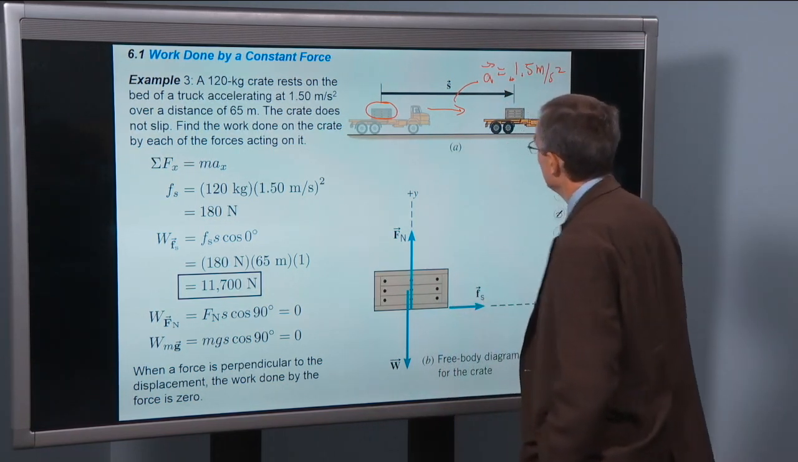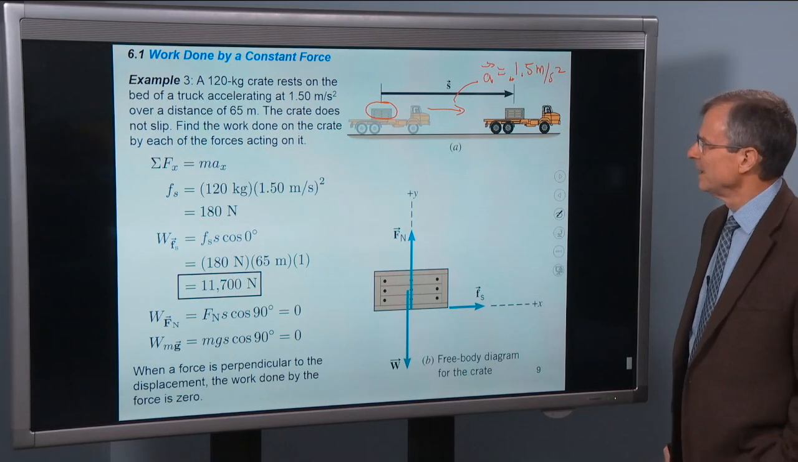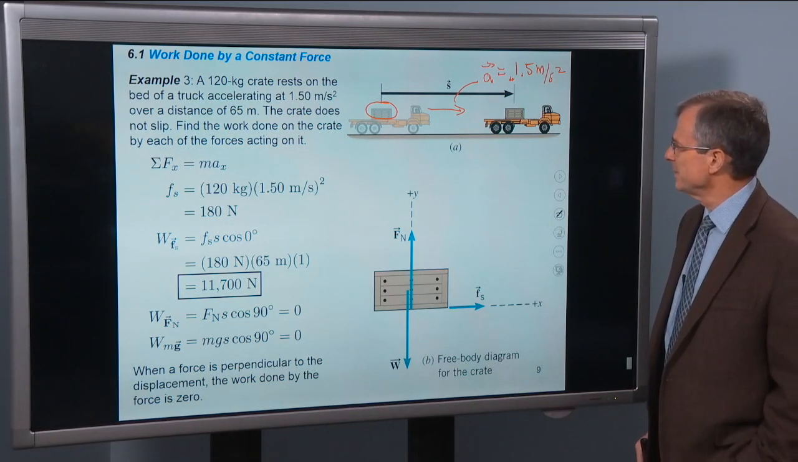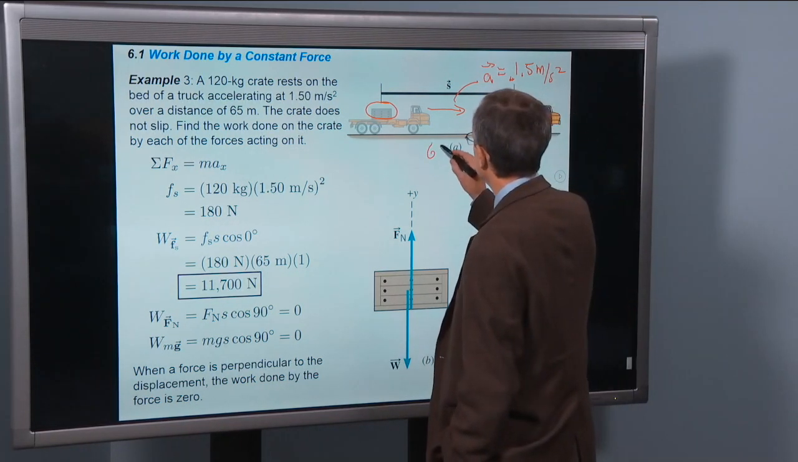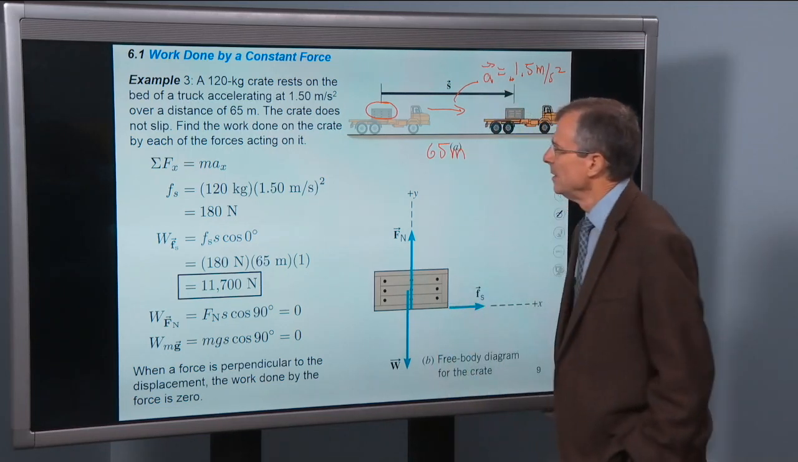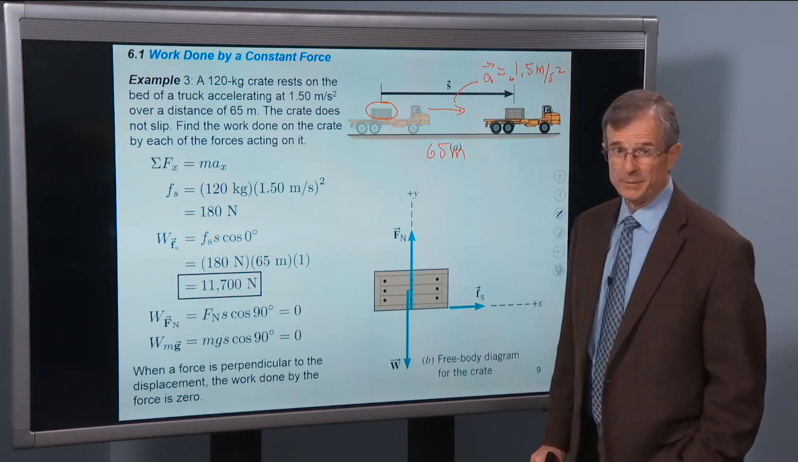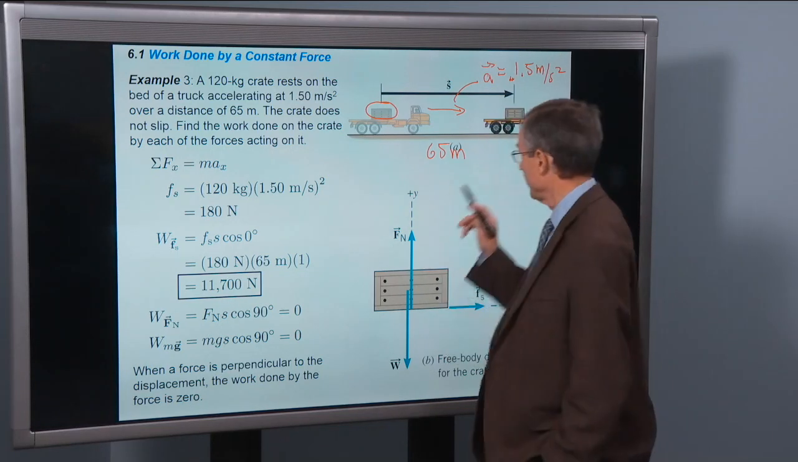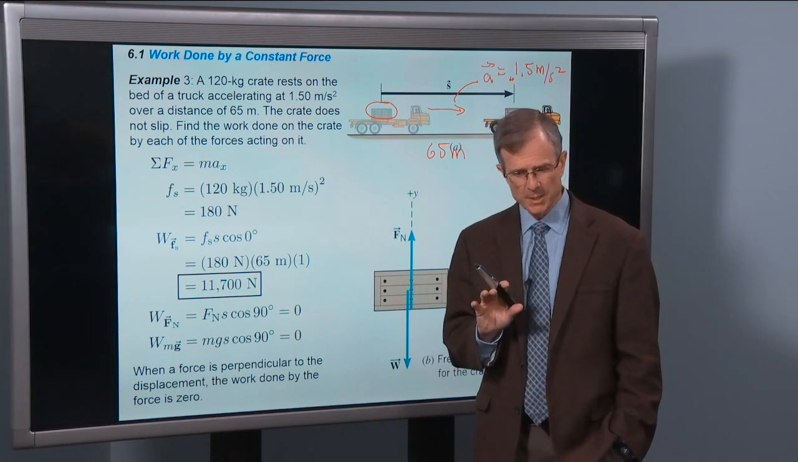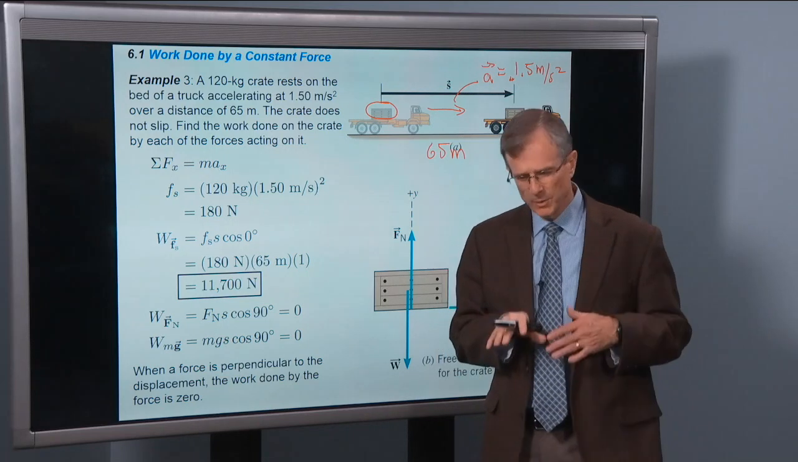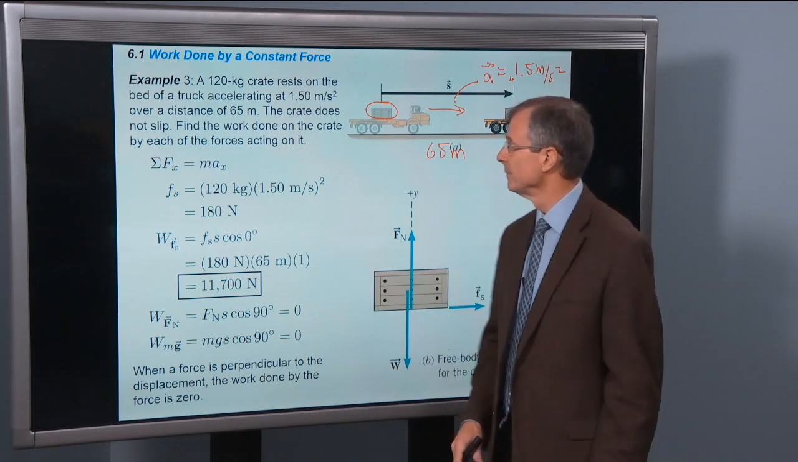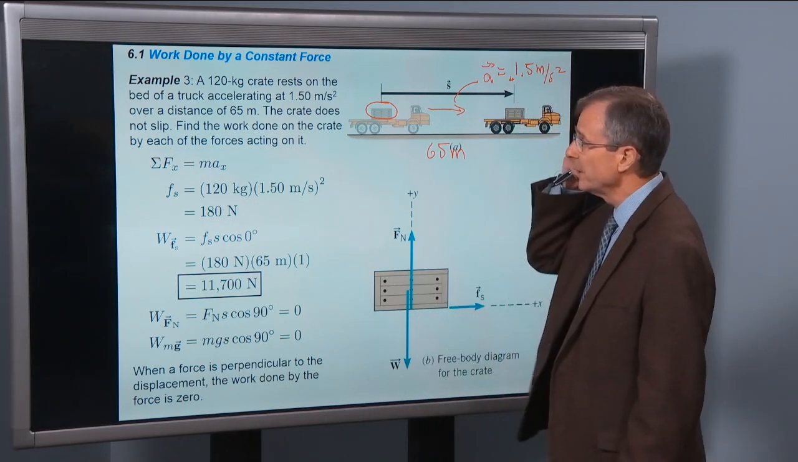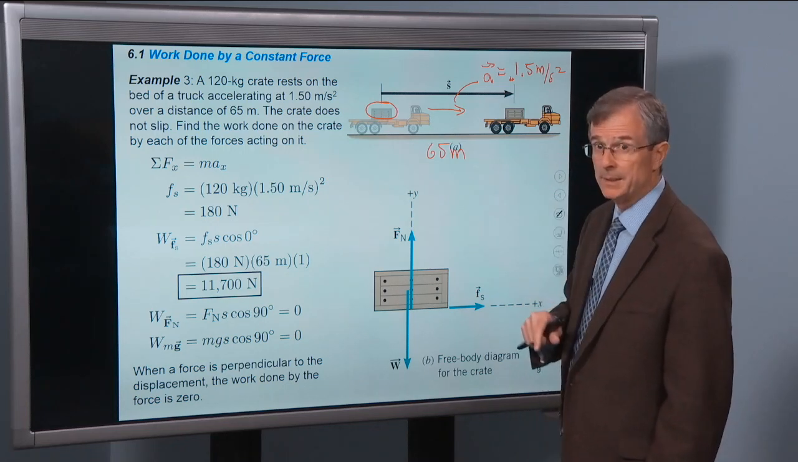It says 1.5 meters per second squared, and it goes a distance of 65 meters. The crate does not slip. Even though the driver of the truck is pushing on the accelerator, he's not pushing so hard that it would cause that crate to slip. Find the work done on the crate by each of the forces acting on it.